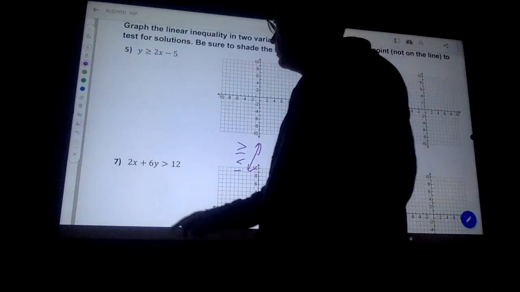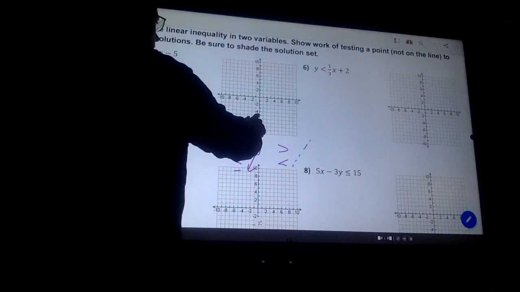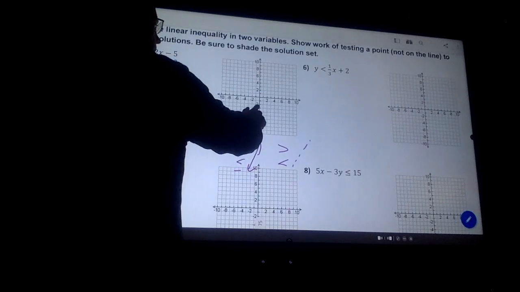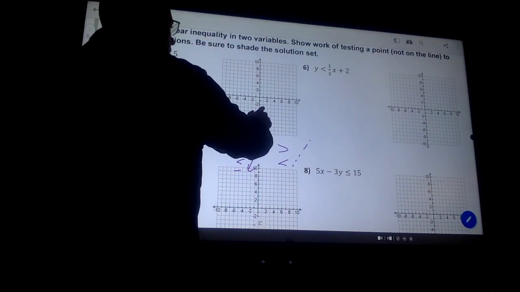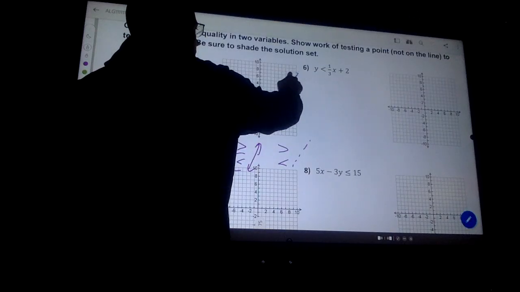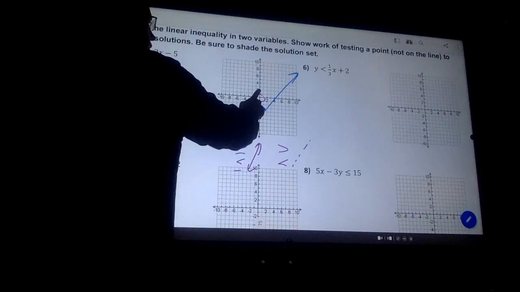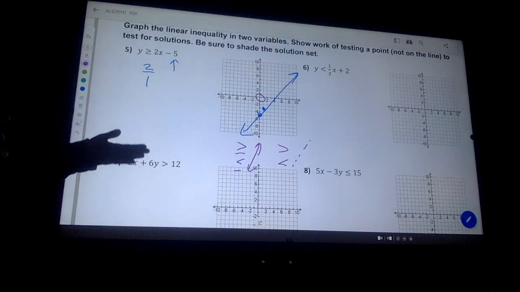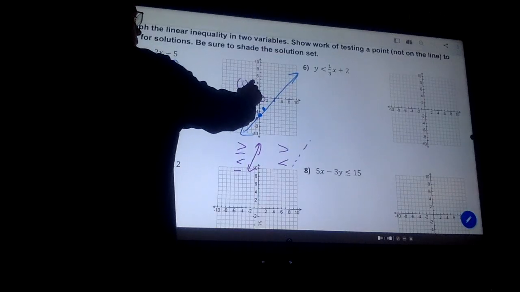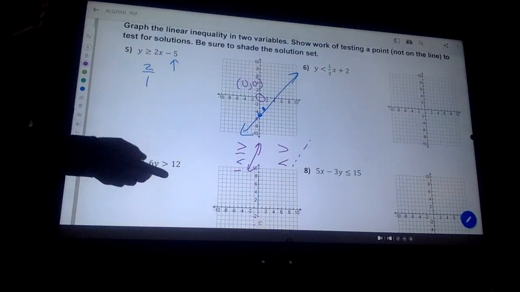The first one is set up in slope-intercept form. So negative 5 is down here. I have a slope of 2 over 1, so from here I'm going to go up 2, right 1. It has the equal sign, so it's going to be a solid line. Now we have to figure out a test point. Okay? If 0, 0 works, 0, 0 is definitely above this line. So if 0, 0 works, if it's true, I'm going to shade above that line. If it doesn't work, I'm going to shade the other side of the line.